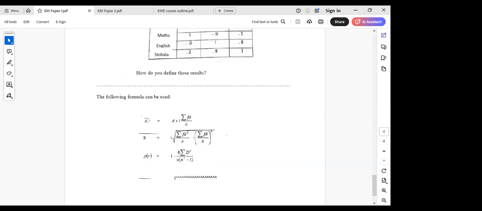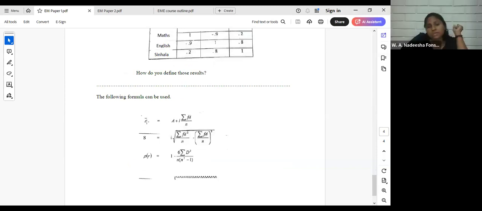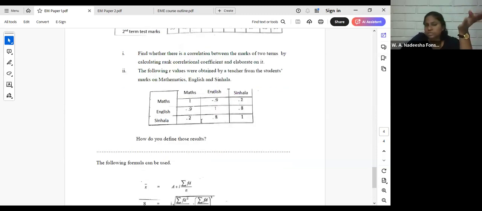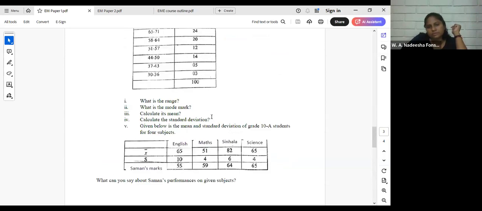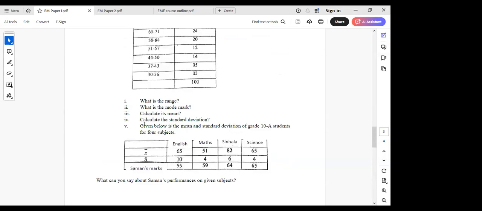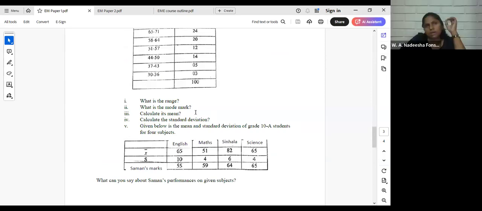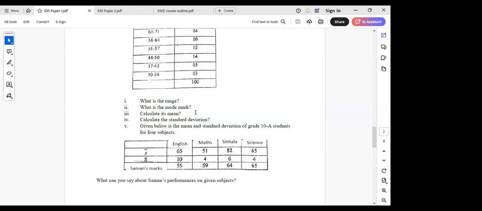Here, the assumed mean equation is given. If you don't want to go for the assumed mean, you can use sigma fx over n. That's okay. I think it's sigma fx divided by sigma f. That's okay.